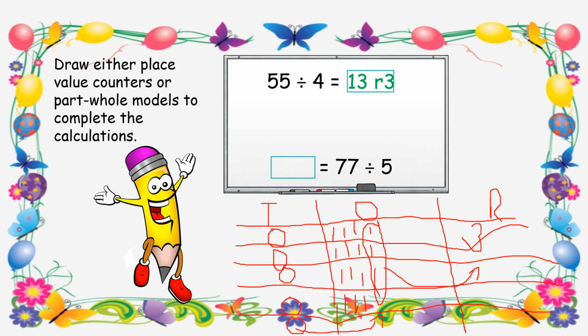Now I'm going to let you have a go at 77 divided by 5. Pause the video and have a go. Use the place value charts to help you.